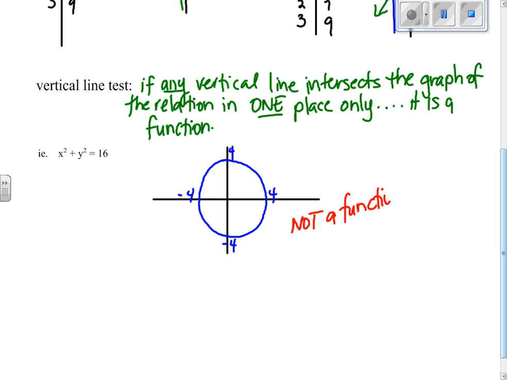Because it violates the vertical line test, I can draw some vertical lines on that relation, and it will hit in two places. That means that when x is equal to 2, I could have two possible answers on my relation. That is not a function if you can get two outputs for any input. When x is minus 3, which is what it looks like my other vertical line is, there are two possible answers. Therefore, it is not a function.